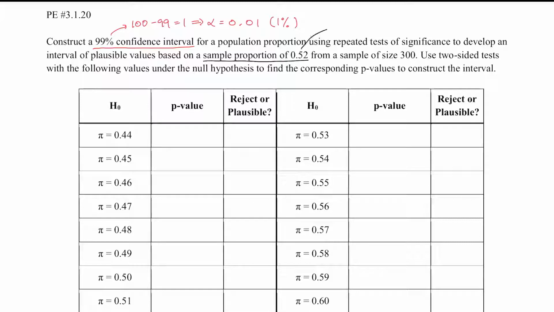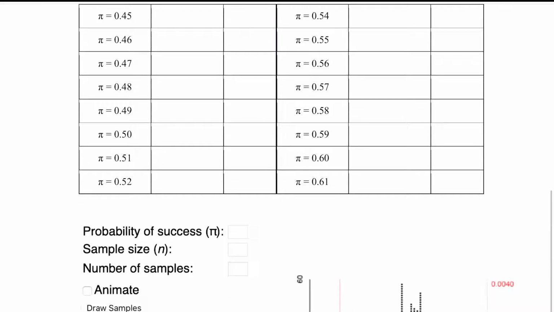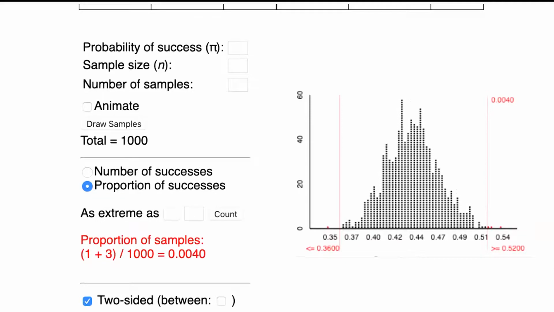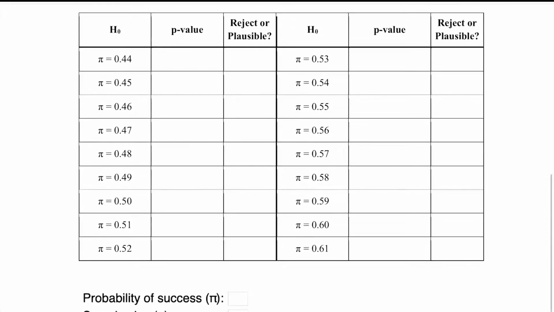Construct a 99% confidence interval for a population proportion using repeated tests of significance to develop an interval of plausible values based on a sample proportion of 0.52. That means my p-hat statistic is 0.52. That I'm going to need for the count box. And my sample size of 300, that would be n equals 300 to put in the applet. Use two-sided tests with the following values under the null hypothesis to find the corresponding p-values to construct the interval.